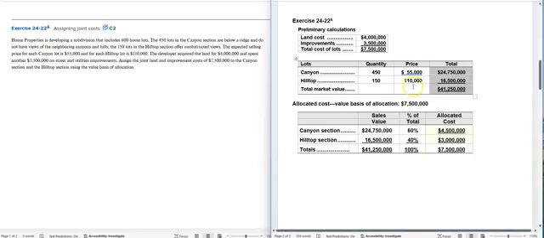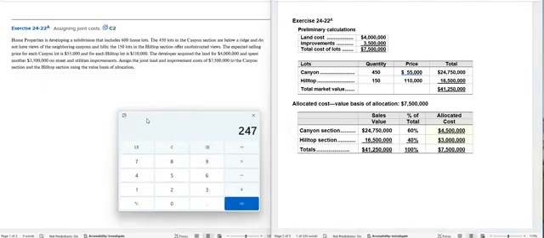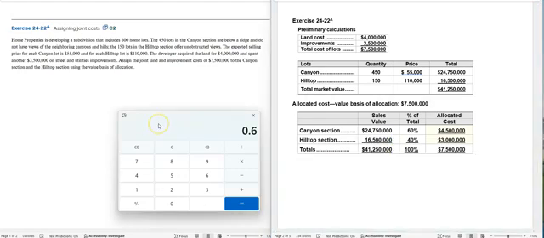So we're going to take each product or each item's value of the total sales value. 24,750 divided by 41,250. 60% of the total sales value is attributable to the canyon lots. The hilltop lots, $16.5 million divided by total sales value of all lots.